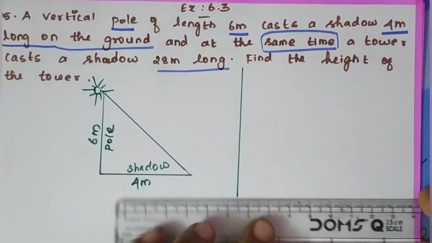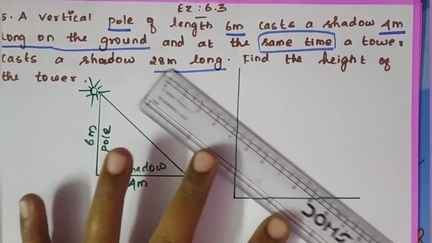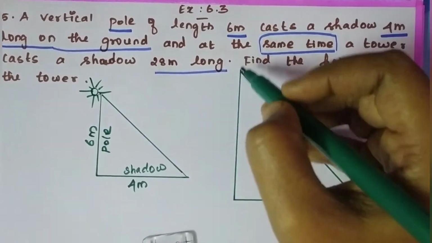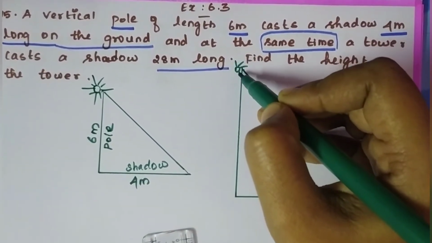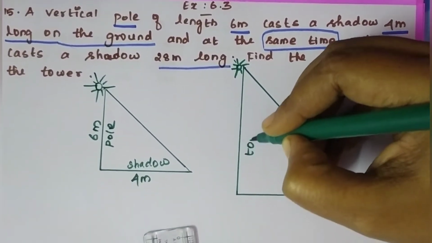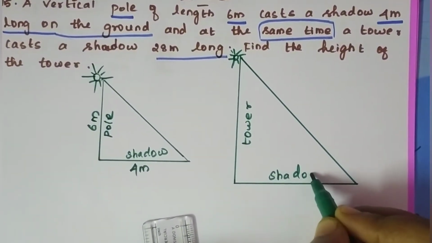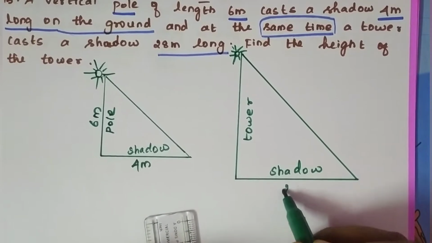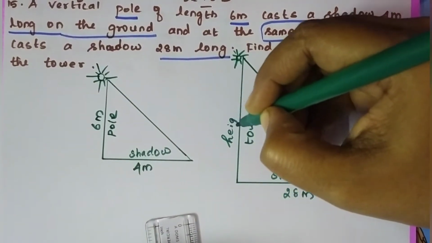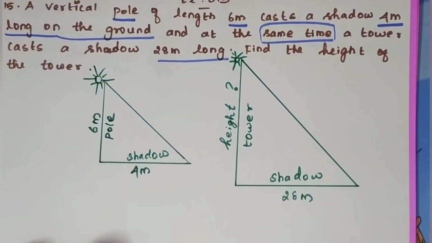Clear? Like the vertical pole, we have one tower. The shadow will be like this. Okay, this is the tower and the shadow is only 28 meter. We don't know the height of the tower. That only we have to find.